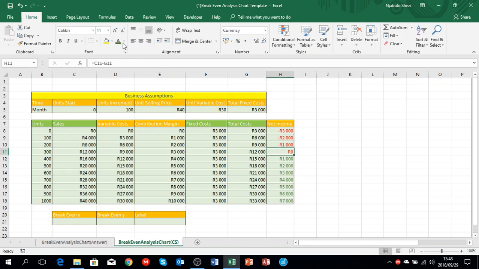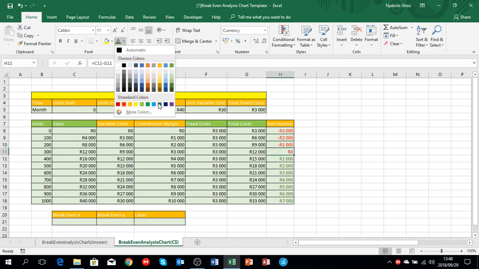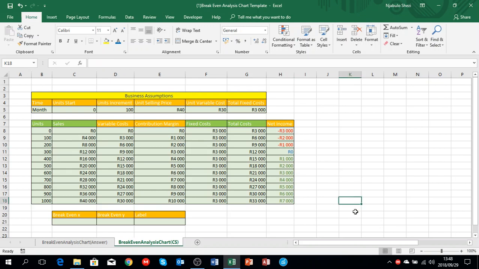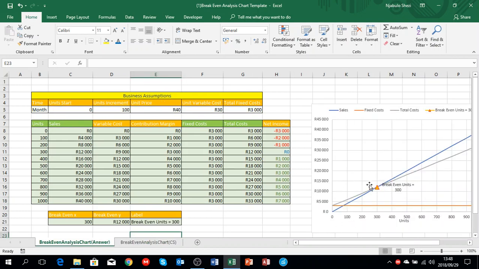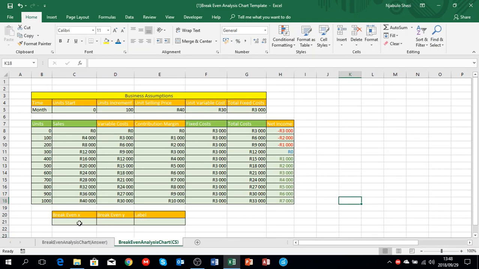Let me just change the color of this font to blue. Okay, right. So now we have to populate this table. What this table basically is, it's very important for our graph as well as our label within our graph. And I'm talking about this label, guys. So let's begin. So break-even X. This point will basically be the X point in our graph.